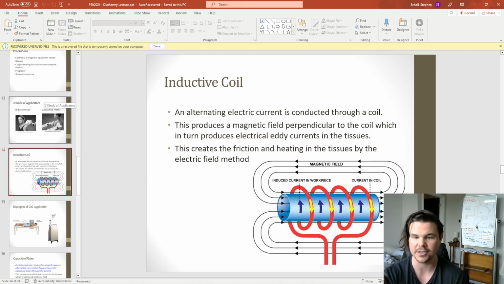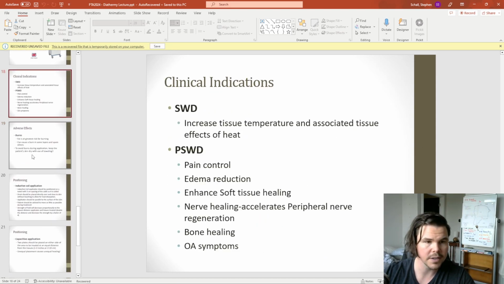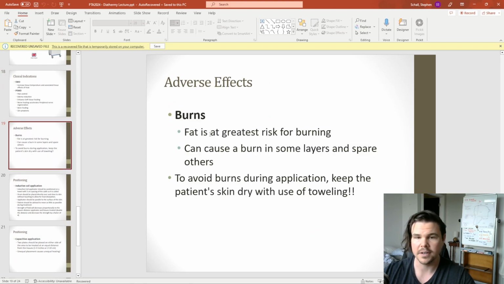So if someone has a lot of adipose tissue, you need to know that would be a potential precaution because those tissues are going to heat up faster than other tissues. So that goes back to your chart that you saw kind of with ultrasound, right? So just make sure you study that quite a bit. Let me look through here. There's our funky stuff. There it is. Fat is the greatest risk for burning.